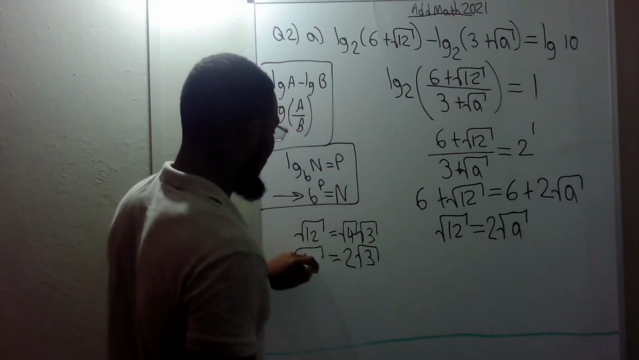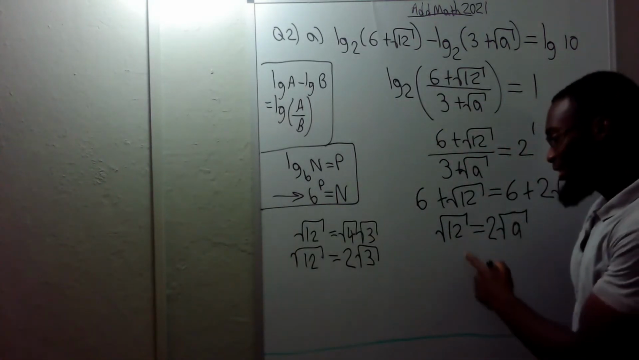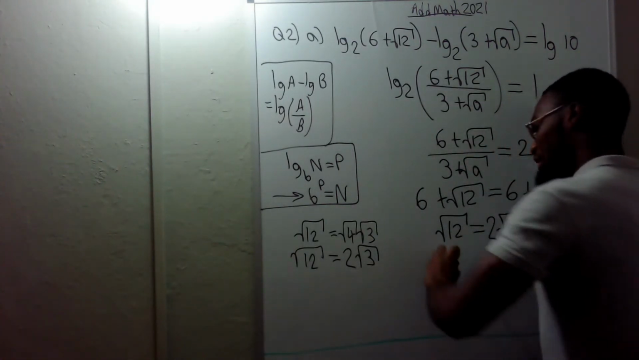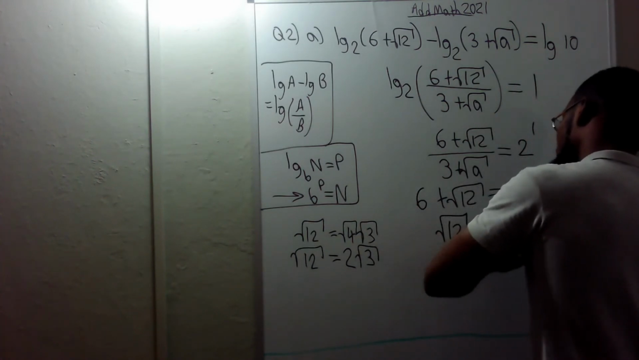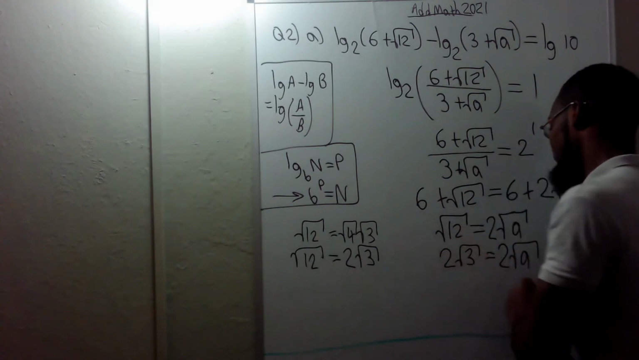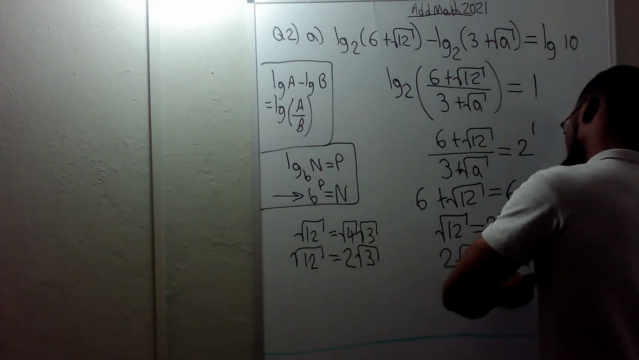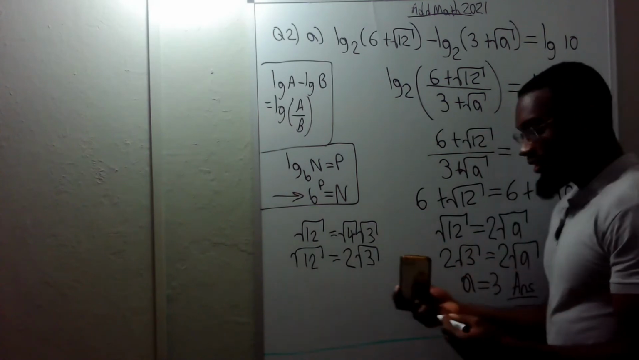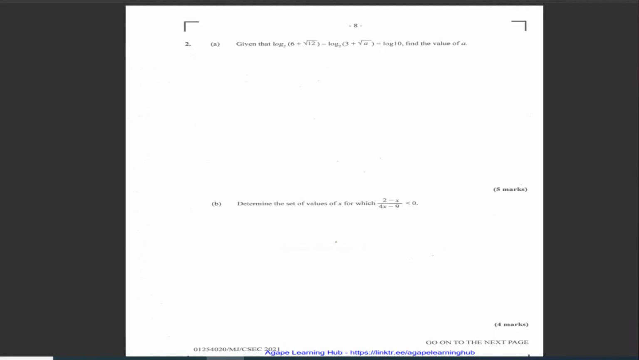That's root 12. So what is this telling us, guys? This is telling us that root 12 is 2 root 3. So we write 2 root 3 is equal to 2 root a. So a must be 3. That's the answer right here, guys. It is 3. Now, this question was worth how many marks? 5 marks to do this.